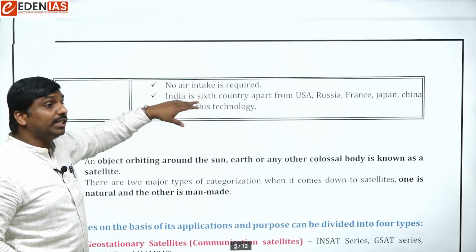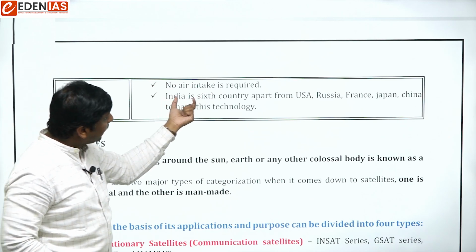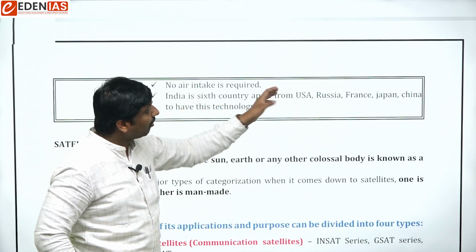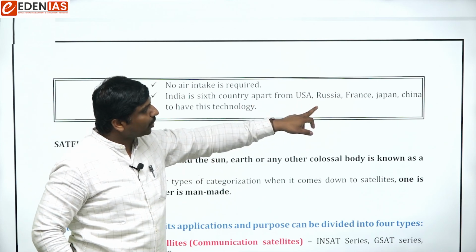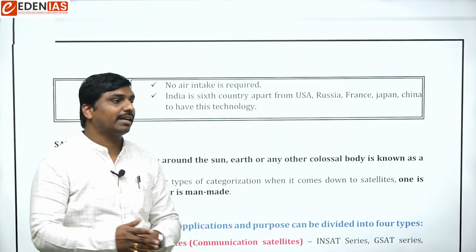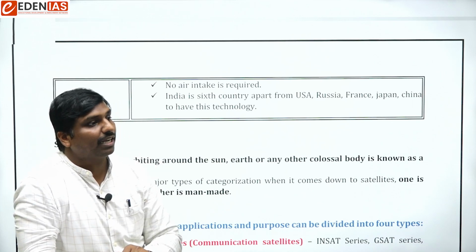with respect to this technology, India is the sixth country to have cryogenic engine technology, along with countries like USA, Russia, France, Japan and China. These are the other countries that have cryogenic engine technology. Remember, that is another important point.